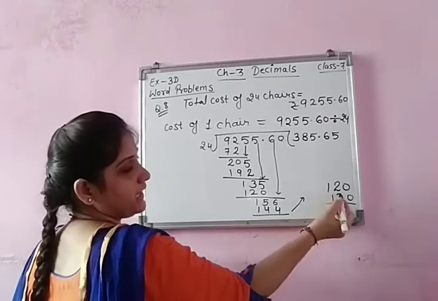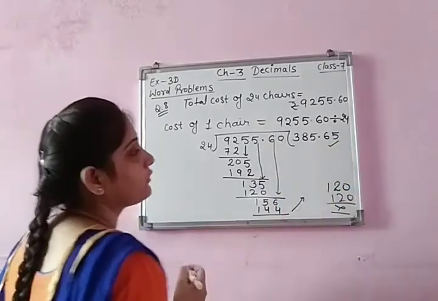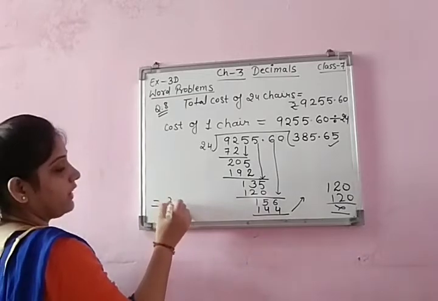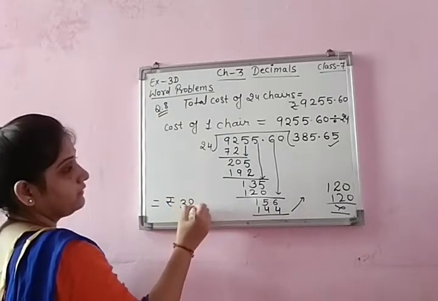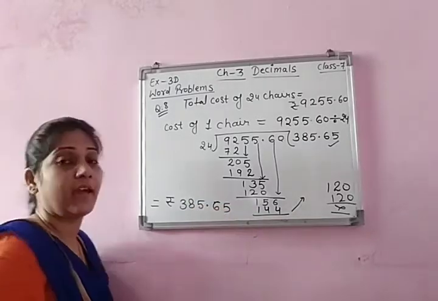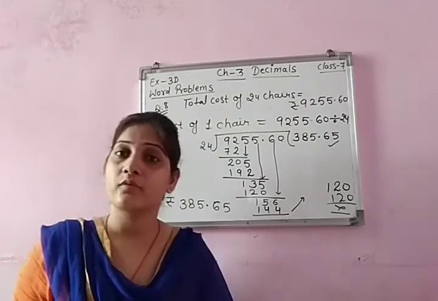Okay. After this I have solved here. So what is the answer? 385.65. So this is the cost of one chair. So you have to write your answer with rupees, with unit. 385.65 is the cost of one chair.